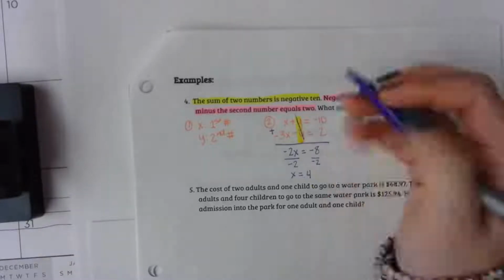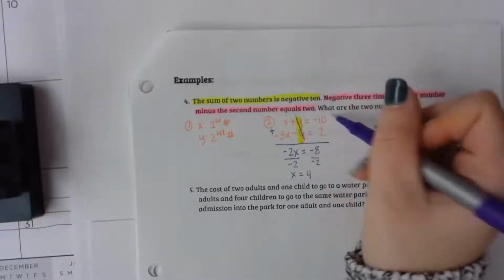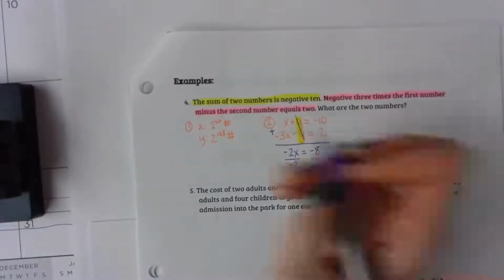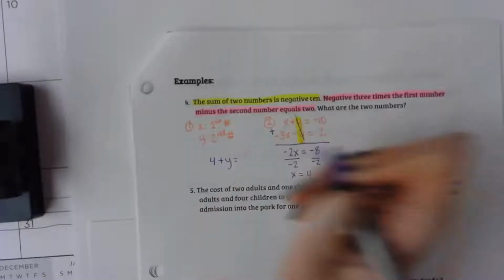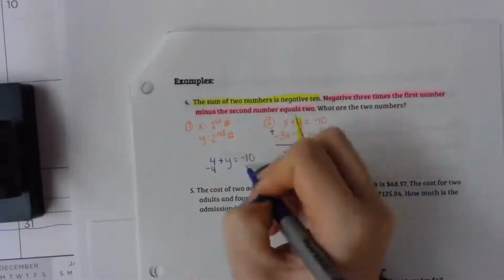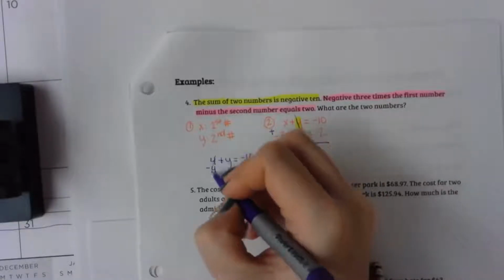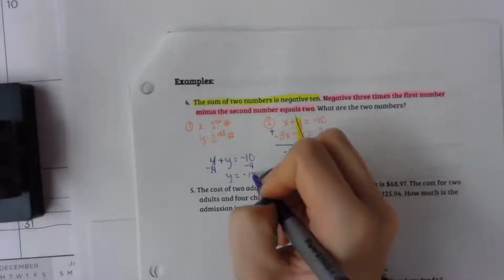Then I'm going to take that and plug that into either one of my equations. It doesn't matter. This top one seems a little bit easier though, so I'm going to plug it into that one. So 4 plus y equals negative 10. Subtract 4. So y equals negative 14.